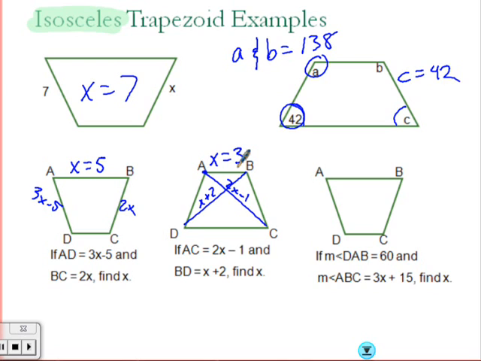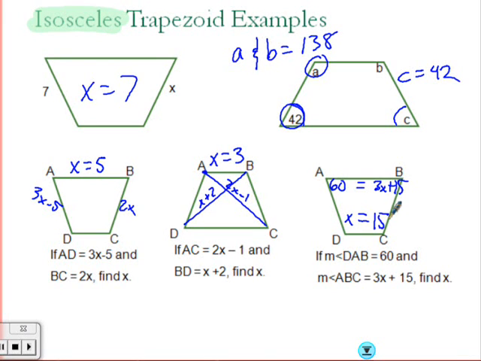On the bottom right one, if the measure of DAB, this angle right here, is 60, and the measure of ABC is 3x plus 15, find x. Well, those are base angles of a trapezoid, so they're congruent. So we set them equal to each other, and we solve, and we get x equals 15.